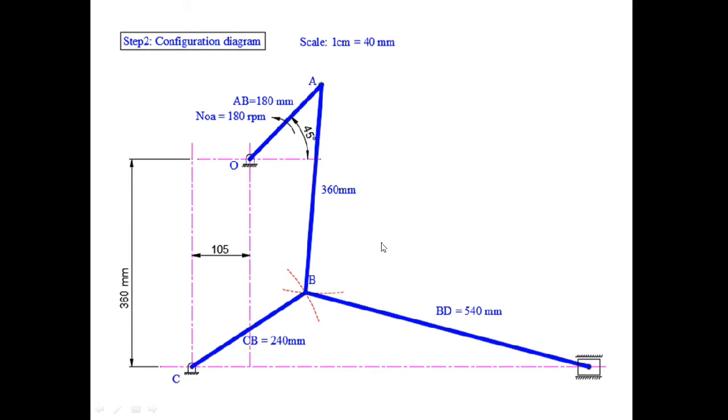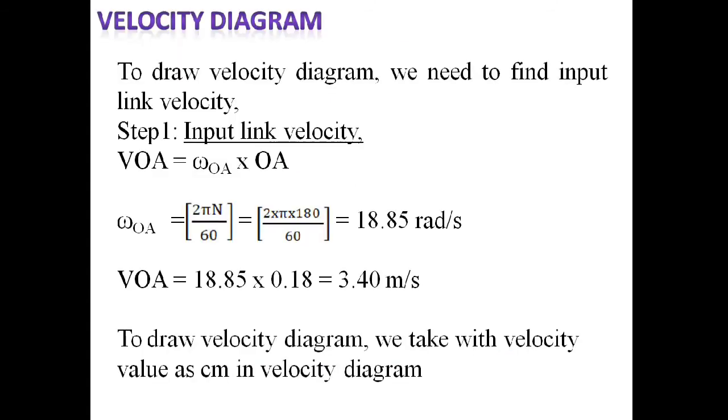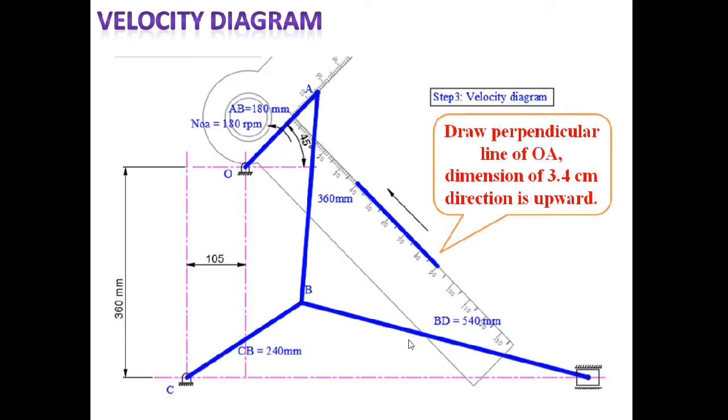Now we are going to the velocity diagram. To draw the velocity diagram, we need to find out the input velocity. We already found the angular velocity, 18.85 radian per second. Velocity is 3.4 centimeter, so I just directly put the value as 3.4 centimeter.